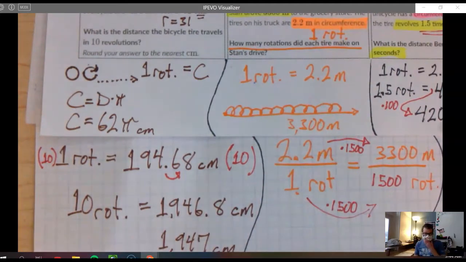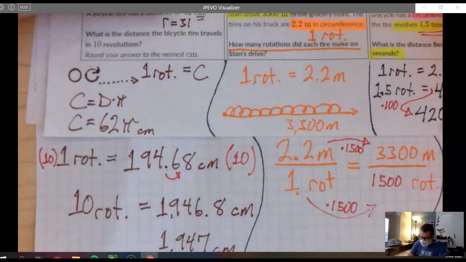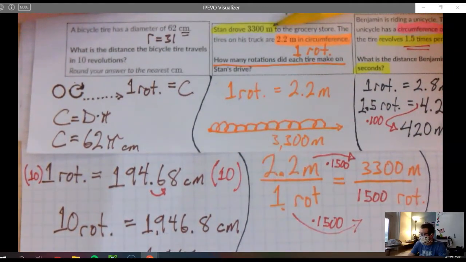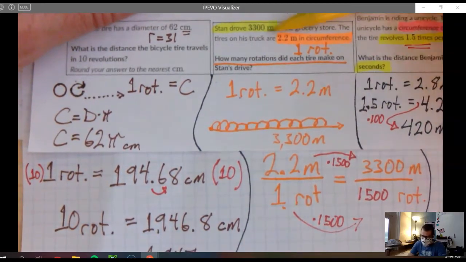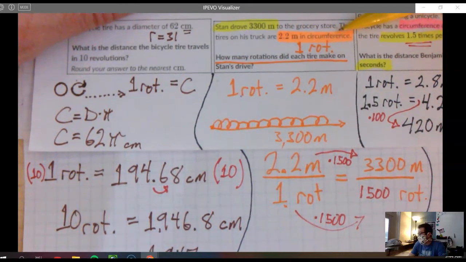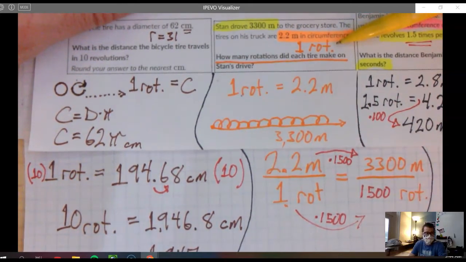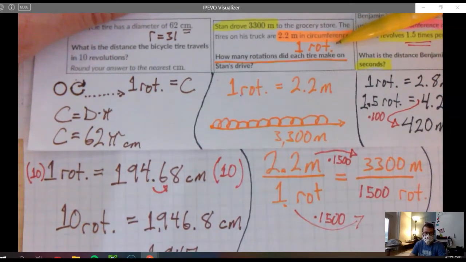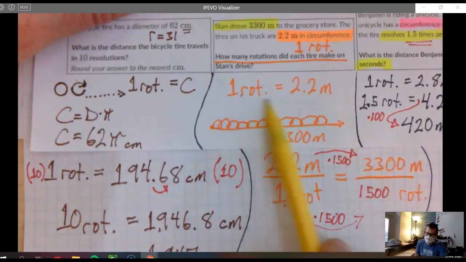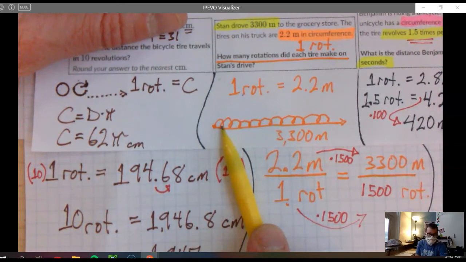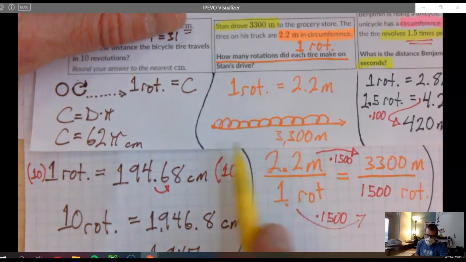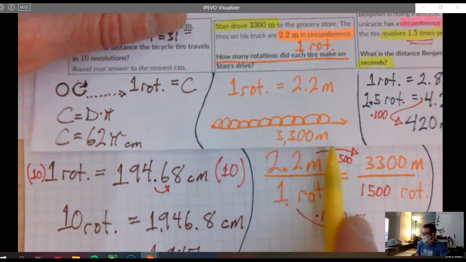Now the next one, you probably got to come along with me as I solve it if you haven't done this yet. They tell us Stan has driven 3,300 meters, right? That's not miles, that's meters, to the grocery store. The tires on his truck are 2.2 meters in circumference. So guys, that tells us one rotation. We abbreviate rotation with ROT. So we know one rotation is 2.2 meters. Every time it spins, 2.2 meters on the road, right? So the distance on the road for every spin is 2.2 meters. The whole distance he traveled was 3,300.